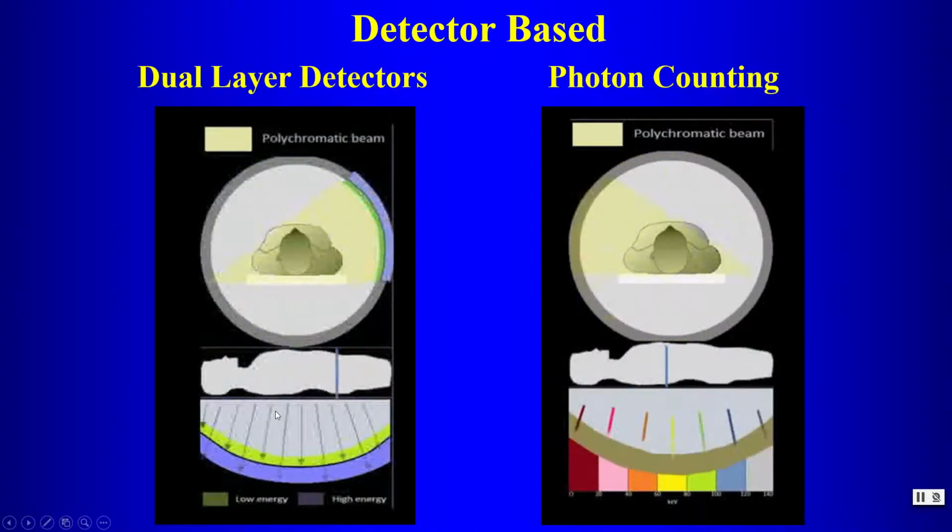Other ways to do this, there are dual layered detectors. There are detectors that are sensitive to low energy, and another set of detectors, a different layer, that is sensitive to higher energy. This is used to separate out the amount of attenuation produced by the different energies. And then the most recent way of doing this is with photon counting, where this polychromatic beam goes through the patient, and then the detectors are able to count not only the photons but also determine the energy of the particular photons traveling through the patient, and that is called photon counting.